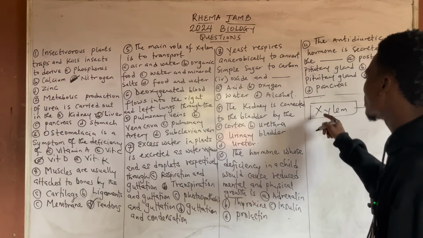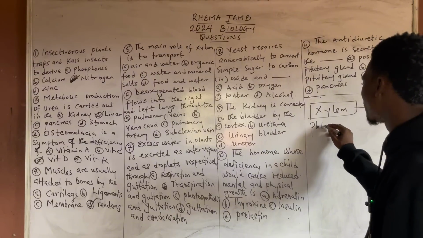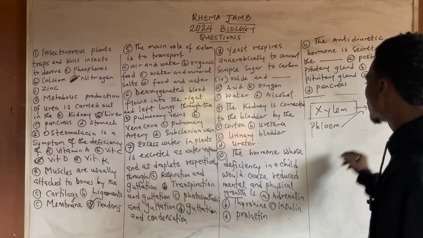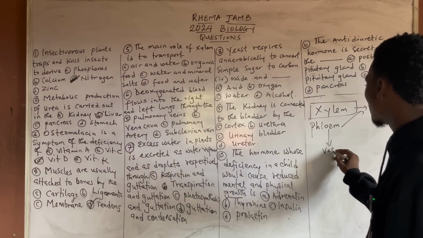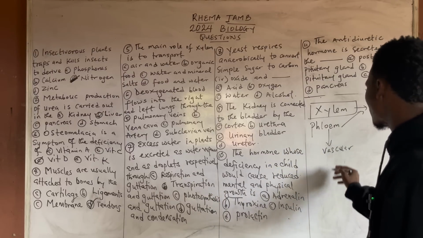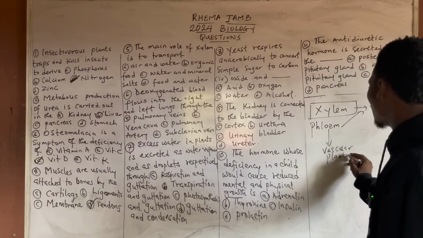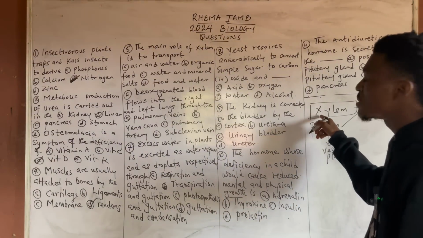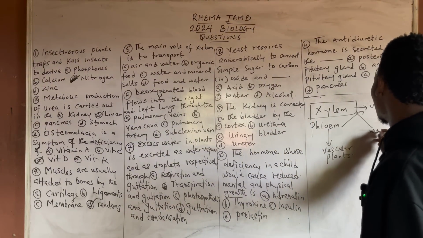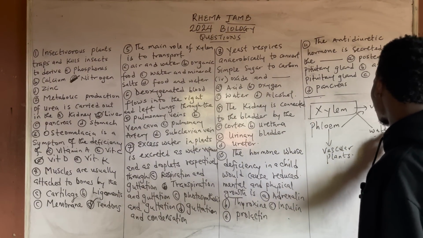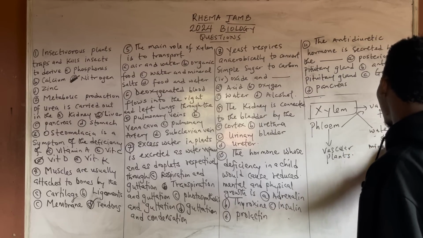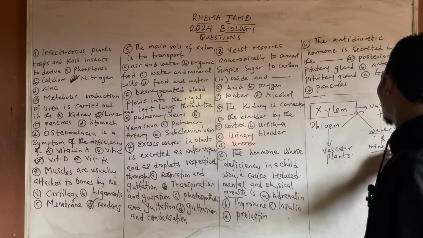It is not only the xylem that you have, even the phloem. Plants that possess these two vascular tissues are called vascular plants. Basically these two help in the transportation of materials in vascular plants. Now, what material is being transported by the xylem? There are two: water and mineral salts. That's the work of the xylem, to transport water and mineral salts.